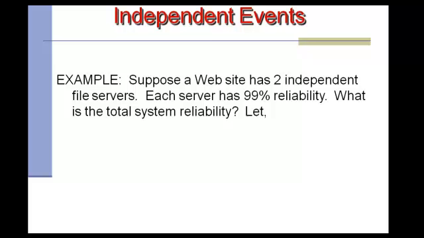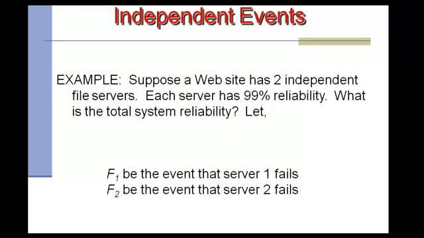Suppose a website has two independent file servers. Each server has 99% reliability. What is the total system reliability? First of all, we're going to define event F1 to be the event that server 1 fails. F2 is the event that server 2 fails. These are independent events because if the first server fails, that has no impact on whether the second server will fail or not.